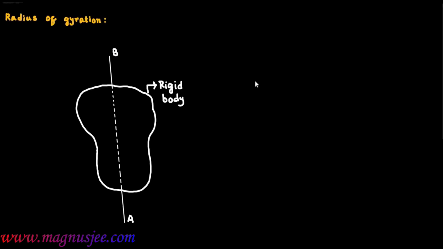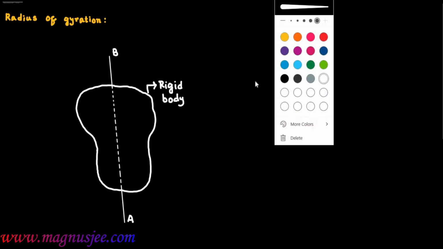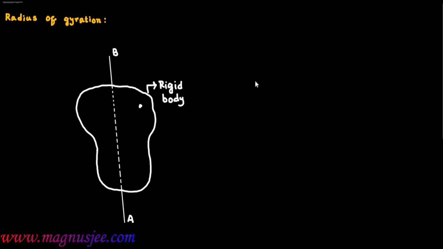Radius of gyration of a body. In the diagram, a rigid body of mass M rotates about the axis of rotation AB.